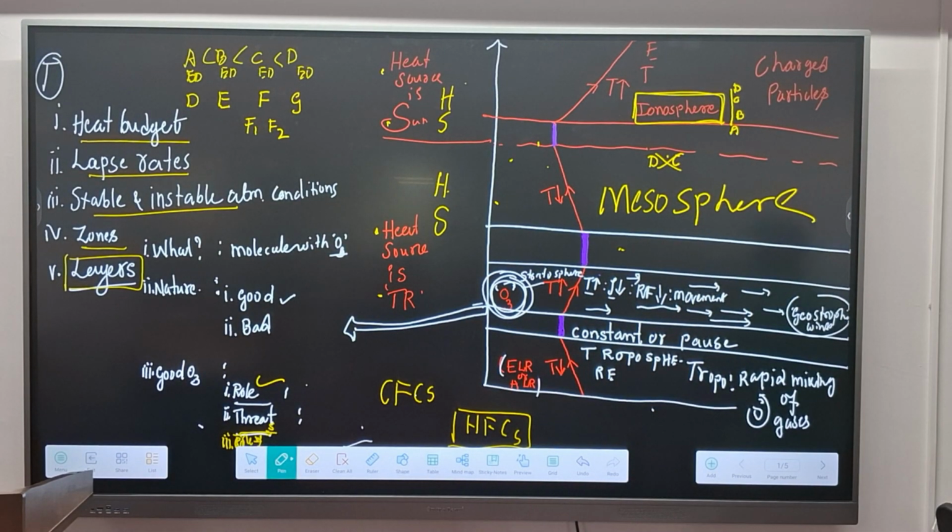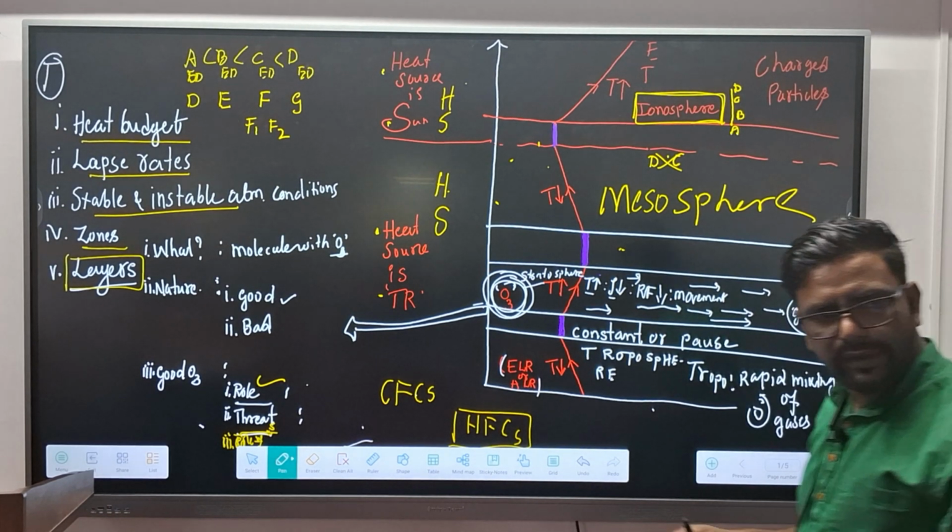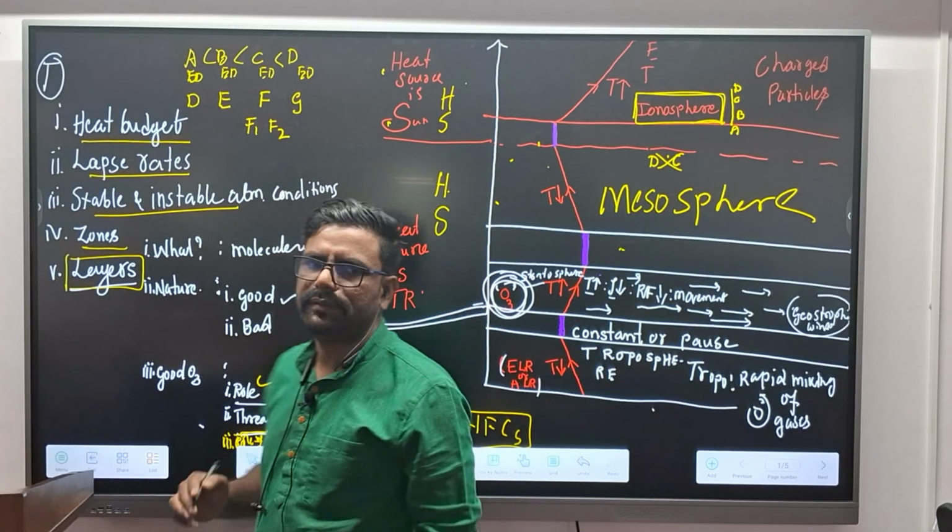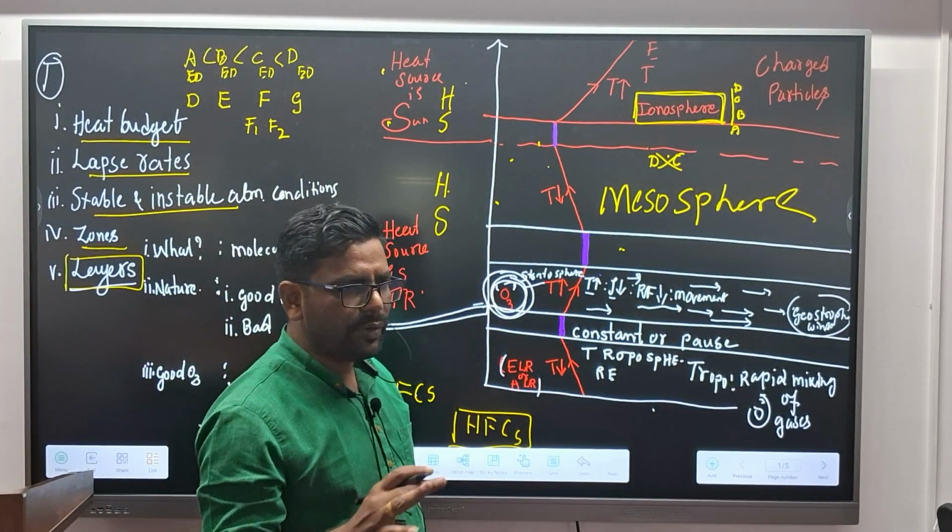In the homosphere we have two types, major and minor layers. Major layers are troposphere, stratosphere, mesosphere. Minor layers are tropopause, stratopause, then mesopause.